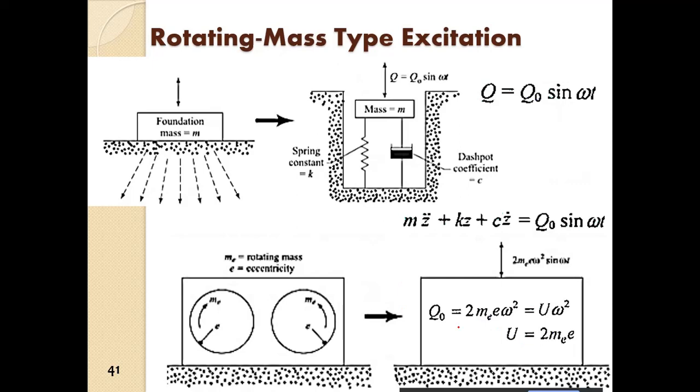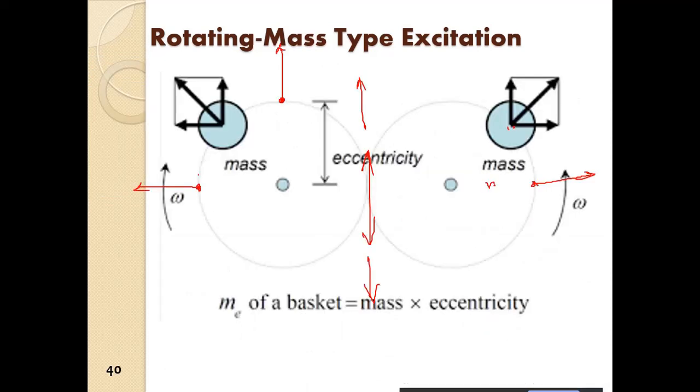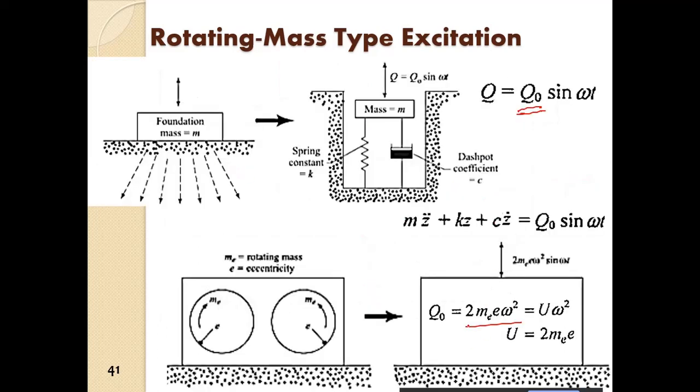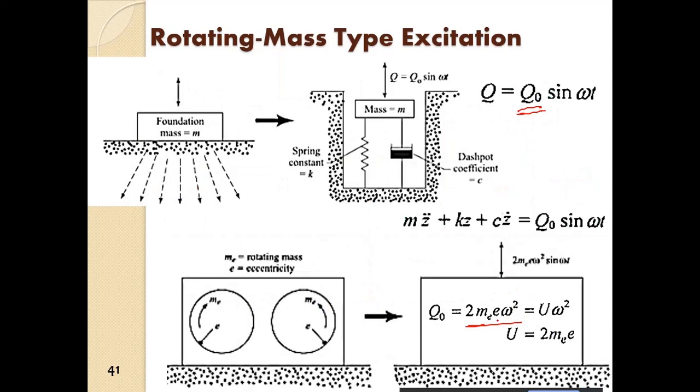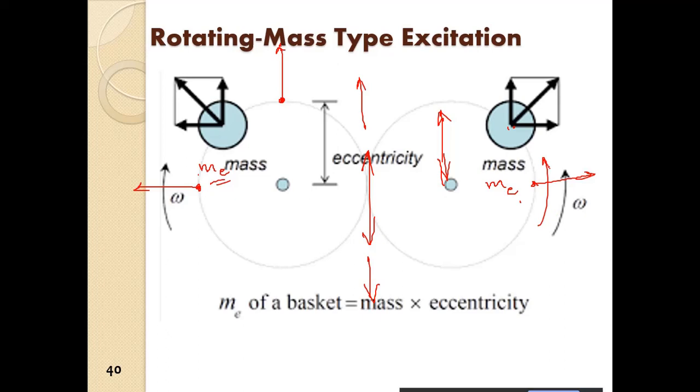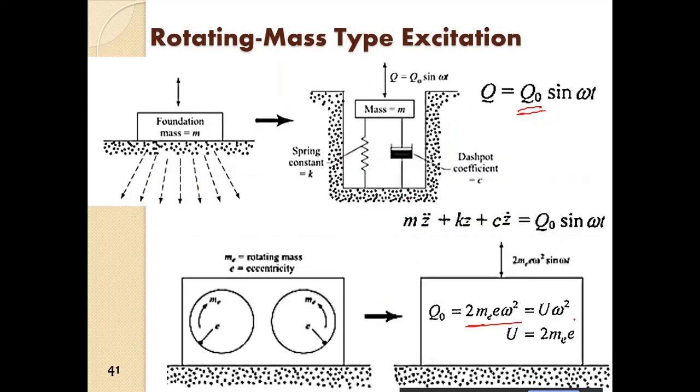In that case, the Q naught force or F naught force, we express it as twice m e omega square. Here m is the rotating mass, e is the eccentricity, and omega is the frequency of rotation, how fast it is rotating. So Q naught is equal to twice m e omega square.